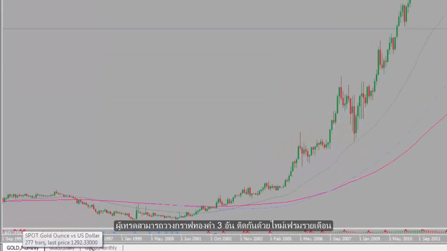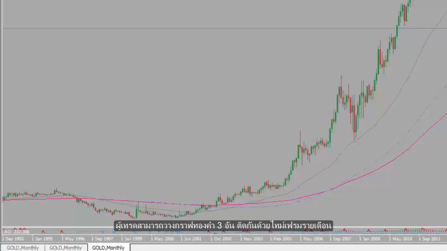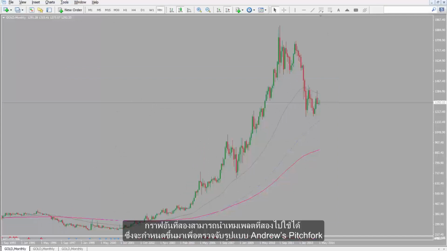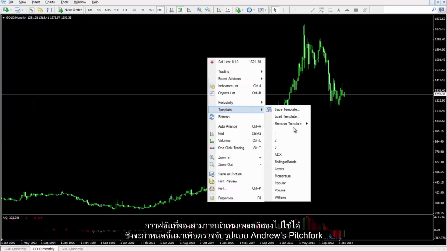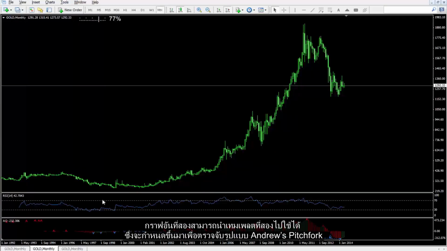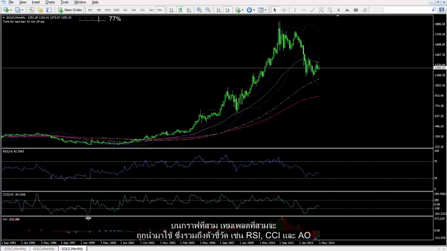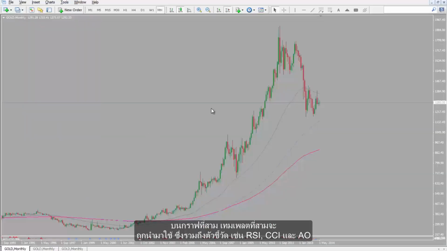A trader can place 3 charts of gold next to each other with a monthly time frame. On the first chart, a trader can attach a moving average to the market price. On the second chart, a second template can be applied so that it is set to detect Andrews Pitchfork patterns. On the third chart, a third template is utilized that includes indicators such as RSI, CCI and AO.